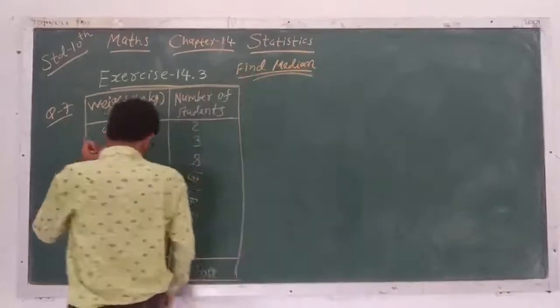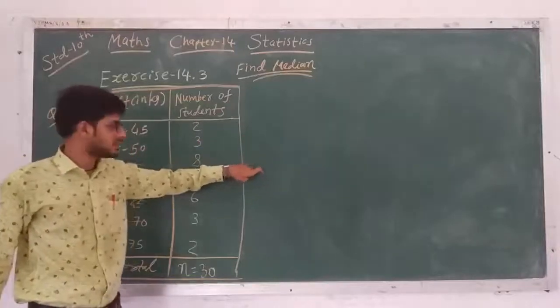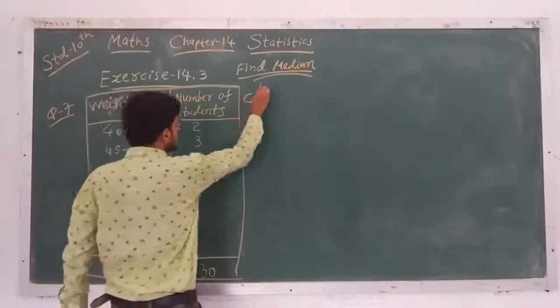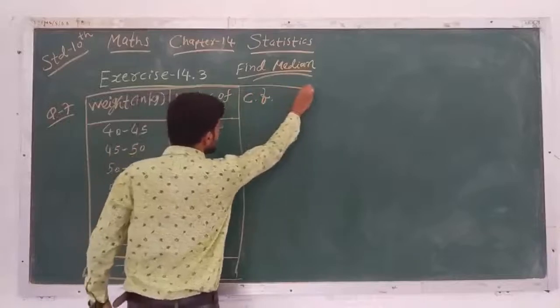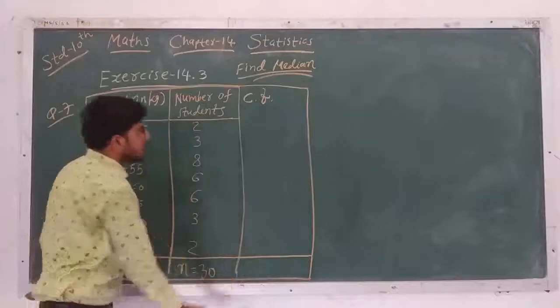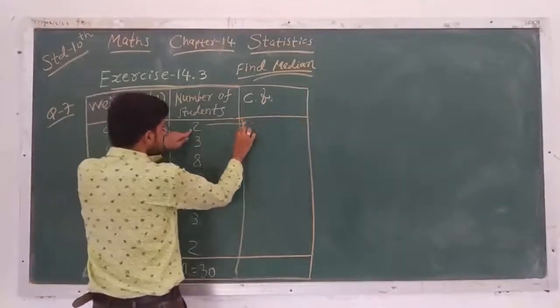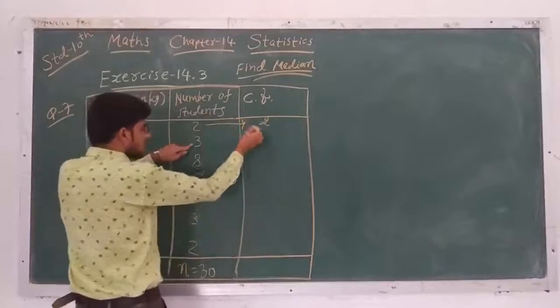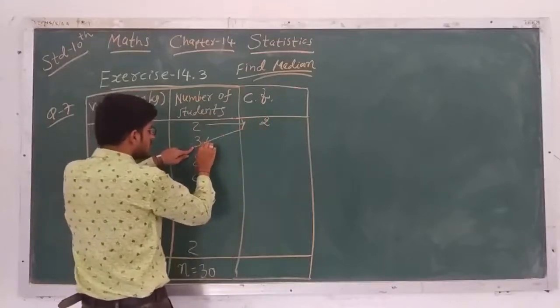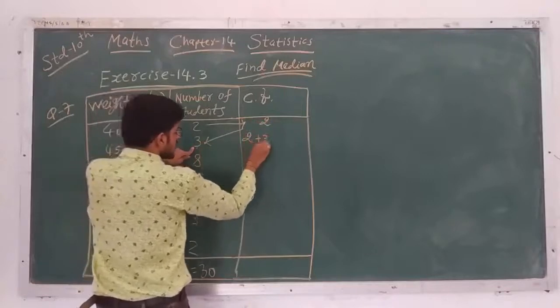Median. For finding median, we have to draw the third column, cumulative frequency, CF. So how to find CF? Again I will repeat. We have to write down the first frequency here as it is. So here write down 2. Next we have to add the next frequency to the first frequency. So 2 plus 3, 5.